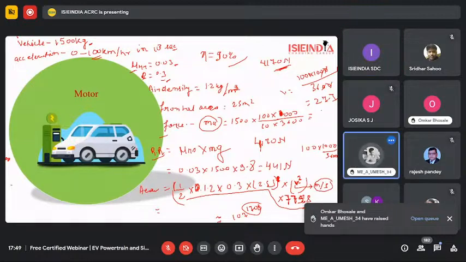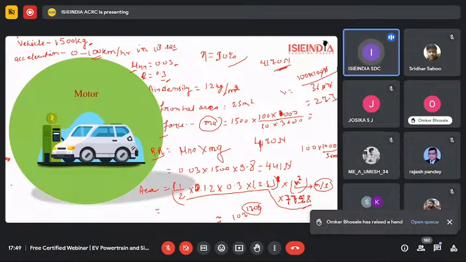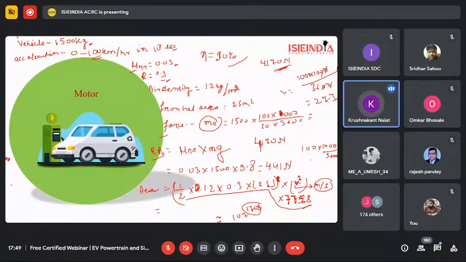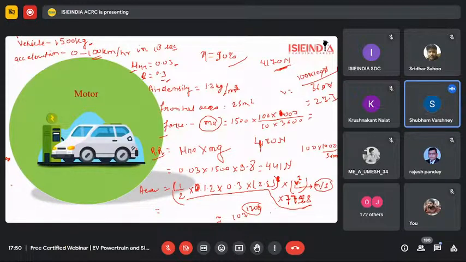Sir, 769. Final answer, 769? No, sir, V square only. V square. Final will be 863, approx. Yes, sir. So I think the answer will be near about 740. It will be near about 740 Newton.